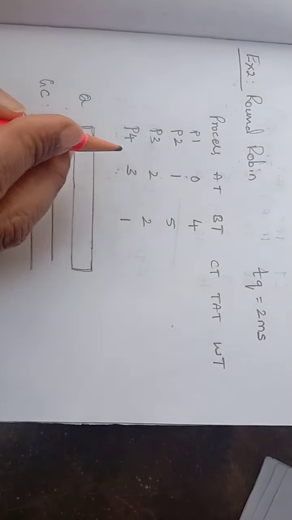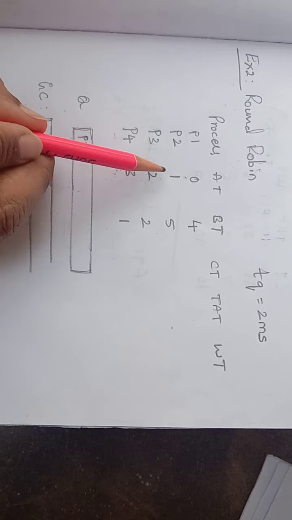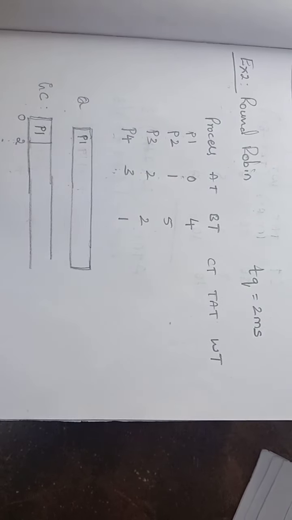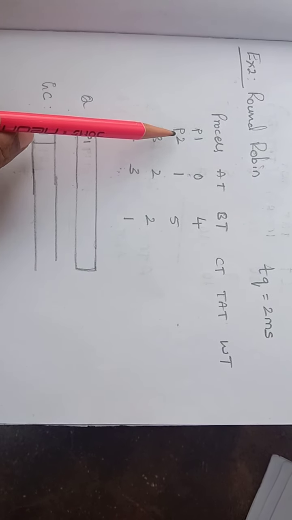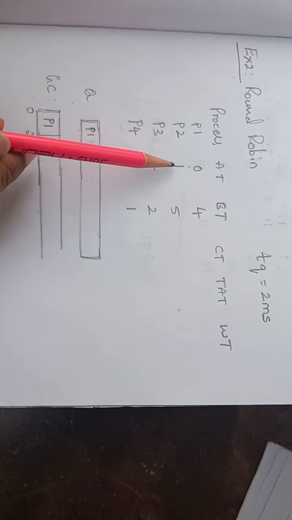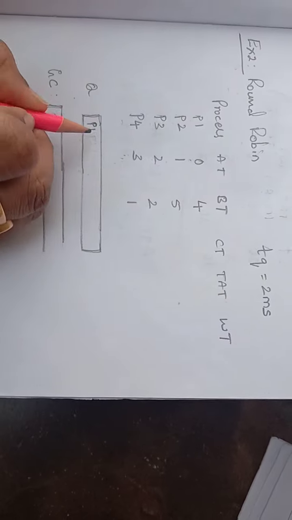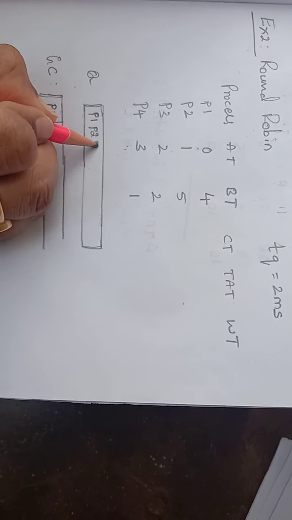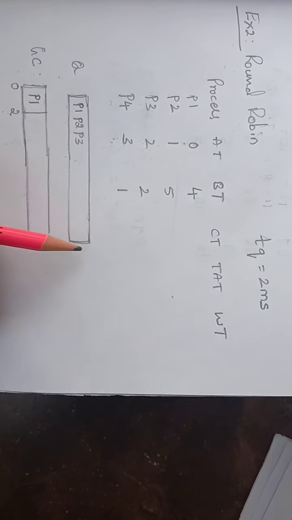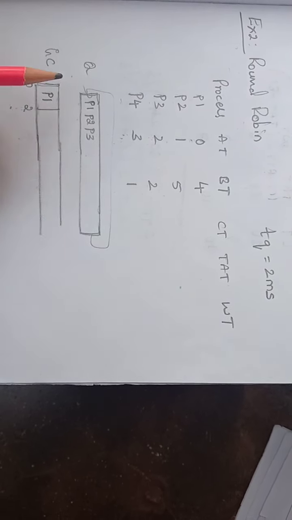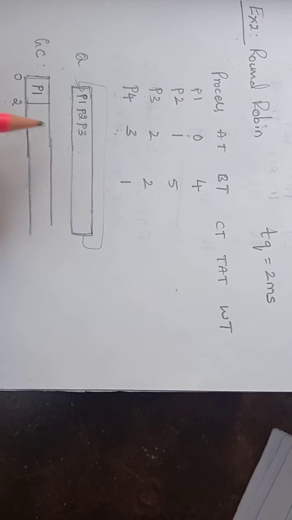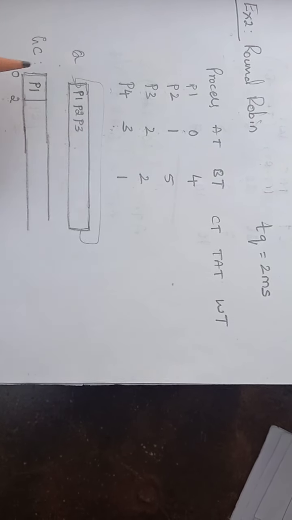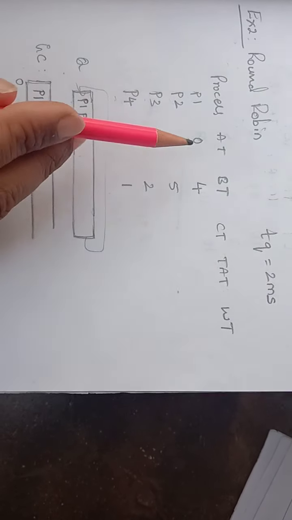But before we reach 2 milliseconds, we need to check whether any other process has arrived within this time. Looking at the problem, P2 and P3 have arrived at times 1 and 2 milliseconds, so we attach them to the ready queue. Remember that this ready queue is treated as a circular queue. Within that time we have P2 and P3, at 1 and 2.